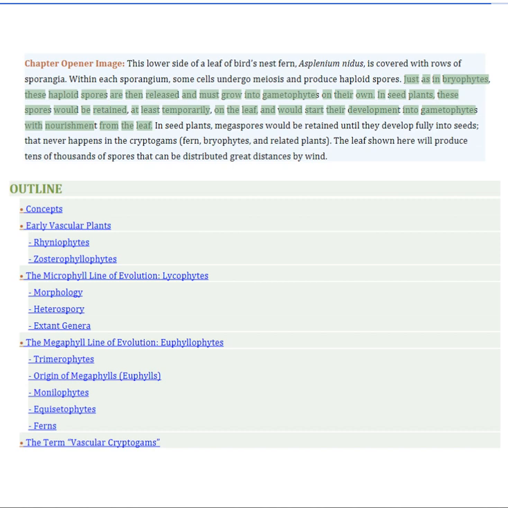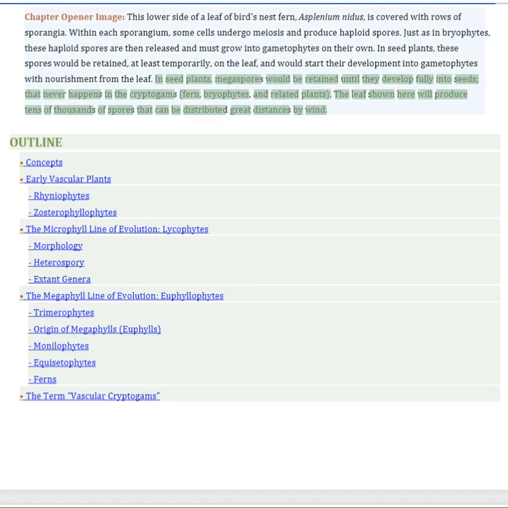In seed plants, these spores would be retained, at least temporarily, on the leaf, and would start their development into gametophytes with nourishment from the leaf. In seed plants, megaspores would be retained until they develop fully into seeds. That never happens in the cryptogams. The leaf shown here will produce tens of thousands of spores that can be distributed great distances by wind.